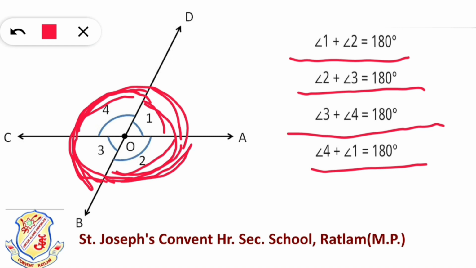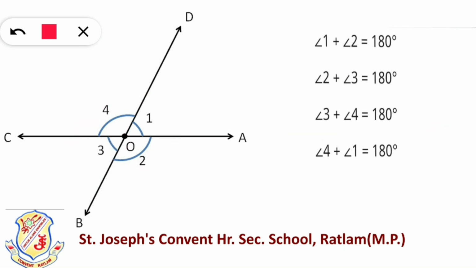And also these angles which make a complete 180 degrees share a common vertex, that is the center O. And these linear pair angles are sharing a common vertex, that is angle 1.